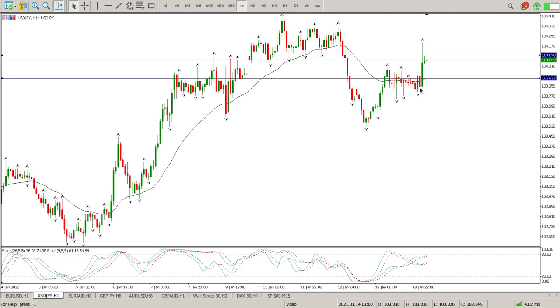So a break below here would possibly get me long. Let's not say it would get me long, short. A break below here would possibly get me short.